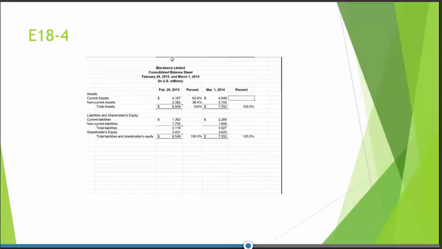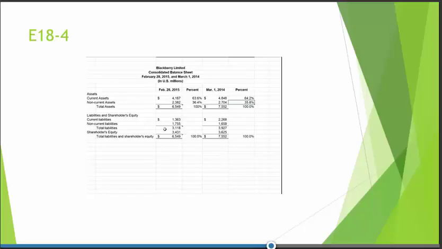We can do that for the prior year as well. So again, we set the base as our total assets. We take 4,848 divided by total assets of 7,552 to get 64.2%. And then we take our non-current assets of 2,704 divided by our total assets, 7,552, to get 35.8. So we have what percentage each line item makes up of the total.